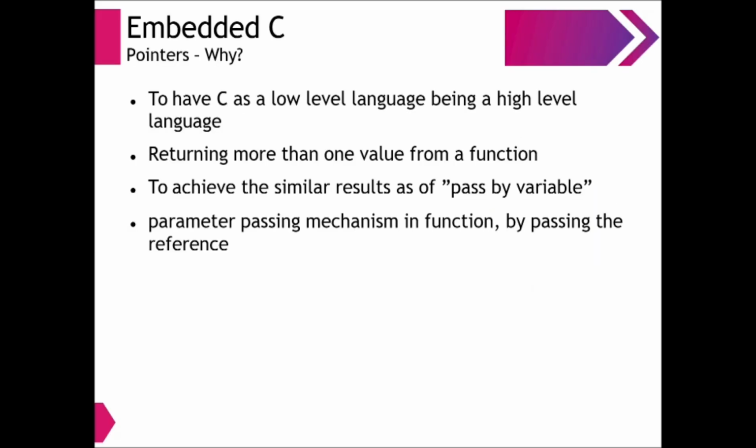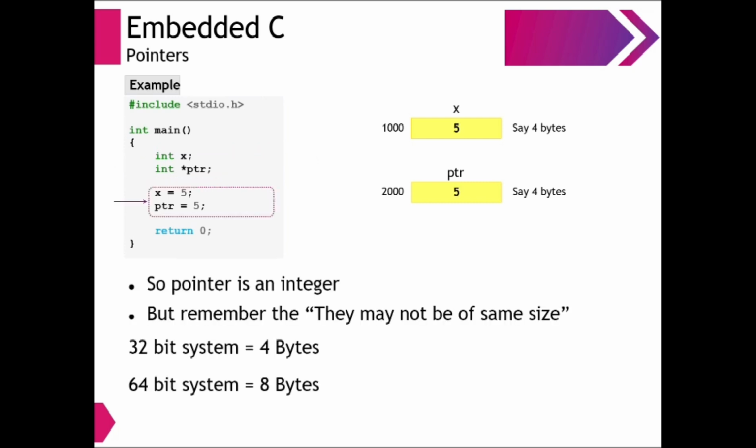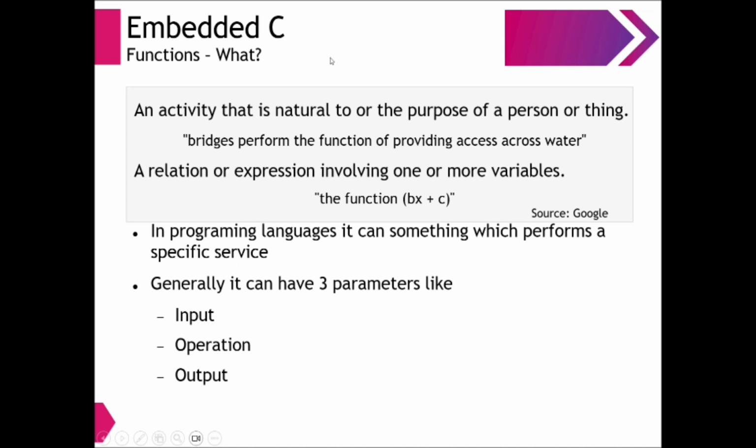Pointers are used for low level and high level programming. They are used to point to values, and are also used on 32-bit and 64-bit systems, like 4-byte and 8-byte. And there are also referencing and dereferencing rules. Let's see the functions. A function mainly contains three parts: input, output, and operator.